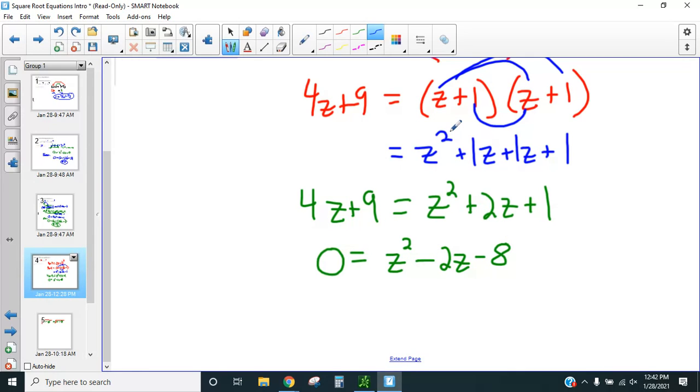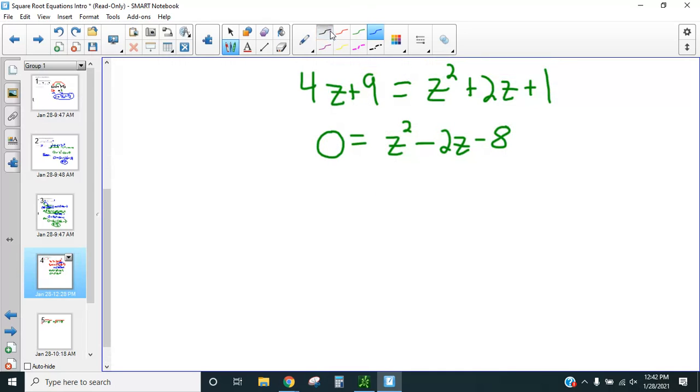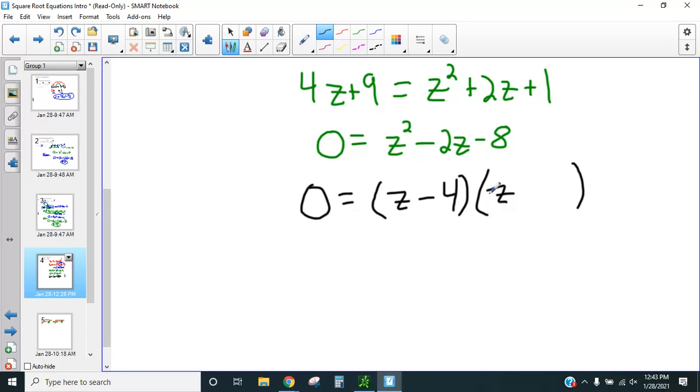And from here, it's no different than what we just did with rational equations. We have to try to factor this. So who can help me factor this stinker right here? Remember, I need 2 numbers that multiply to equal negative 8 and add up to negative 2. Who's got it? Negative 4, positive 2. Very good. Those 2. All right, negative 4 times 2 is negative 8, and they also add up to negative 2.